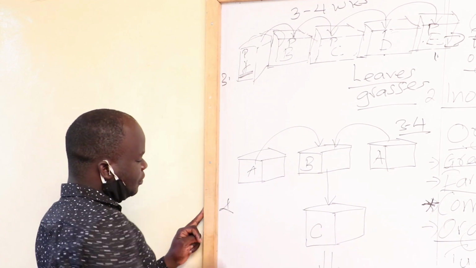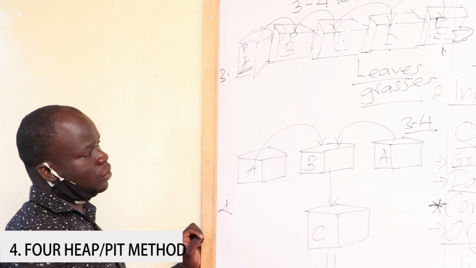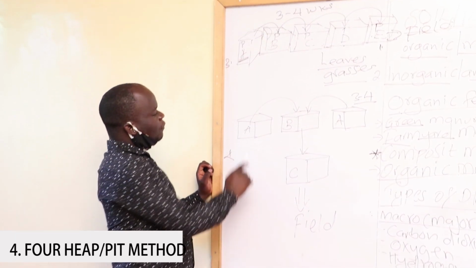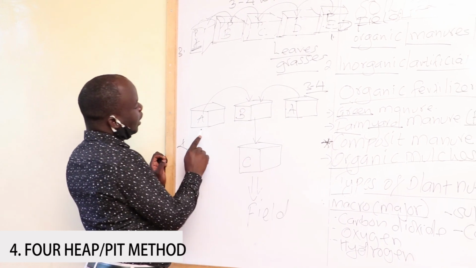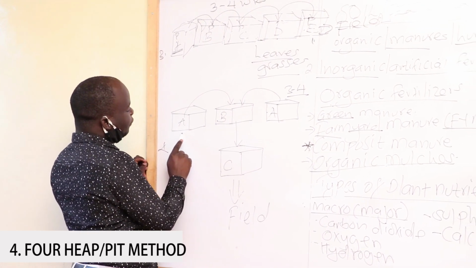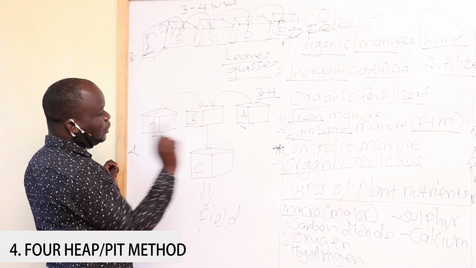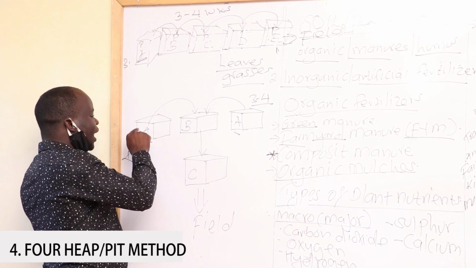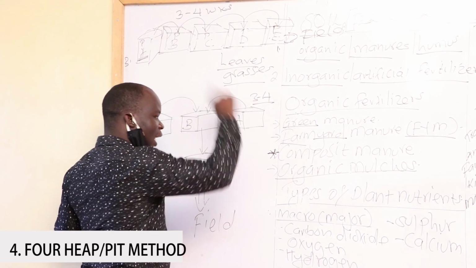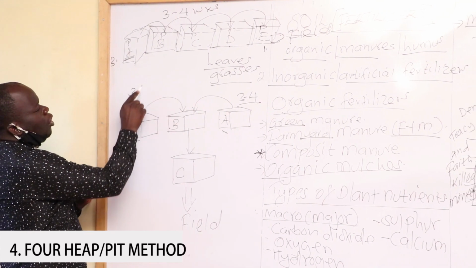Method number 4, we call it the 4-heap method or 4-pit method. We have A, A, B, C. Remember, you realize that we have A and A. This means you take the materials and fill in pit A, and you also fill in the second pit A with the same materials. You wait 3 to 4 weeks.